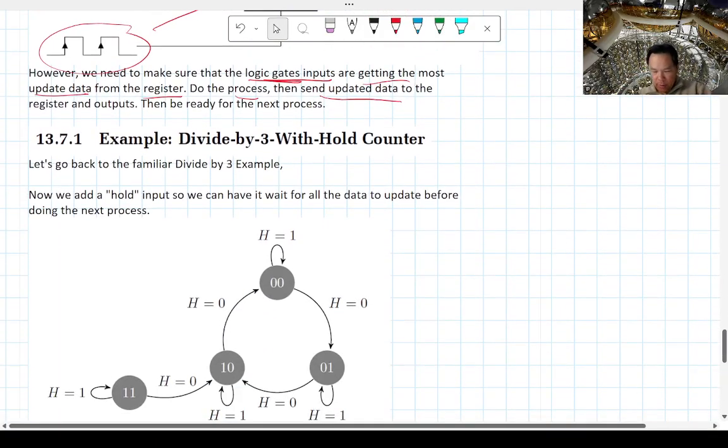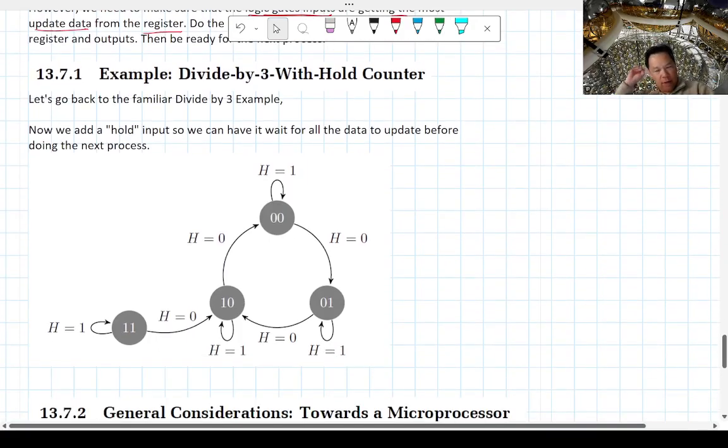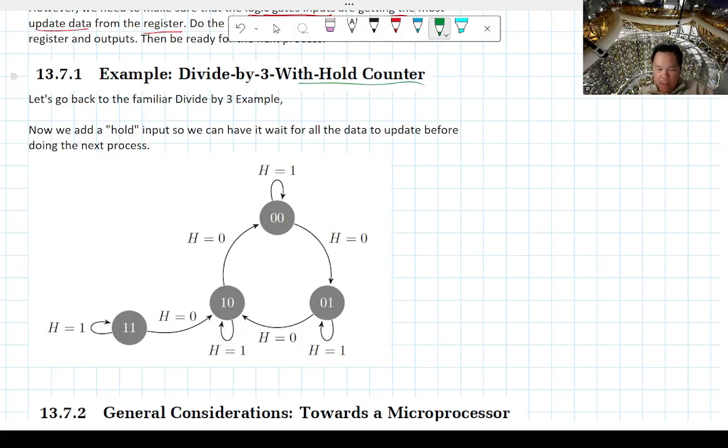Okay, so we already looked at the divide by 3 example. This hold allows it to basically, you always want to have this ability to hold on to your memory and therefore not change it on the very next clock cycle. So this hold input, which is made by just adding a multiplexer to the divide by 3 counter in this case, allows you to, instead of changing to the next cycle every time, just hold on to it.